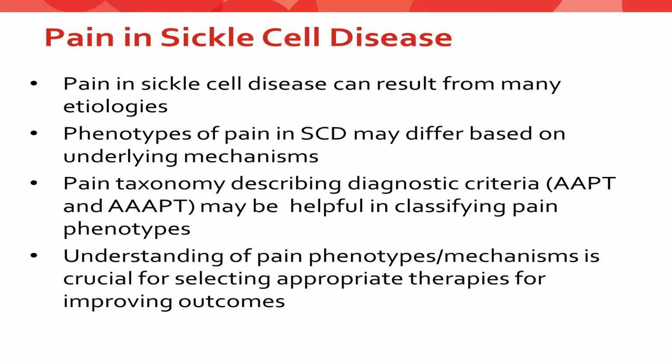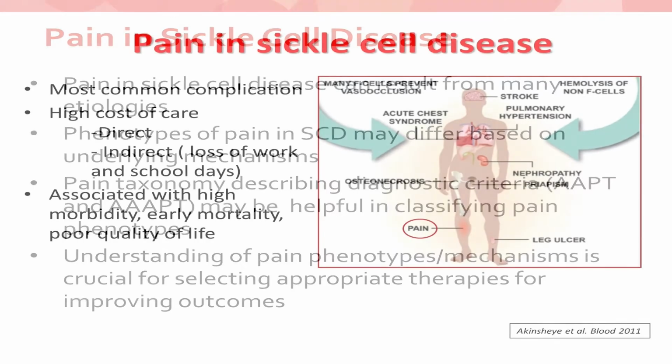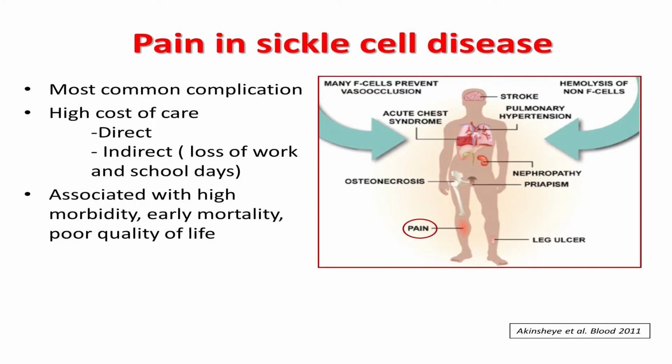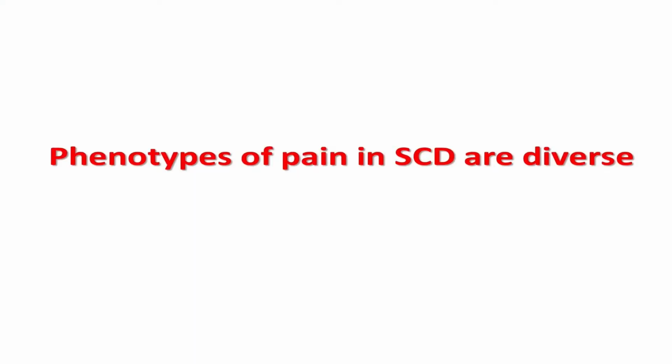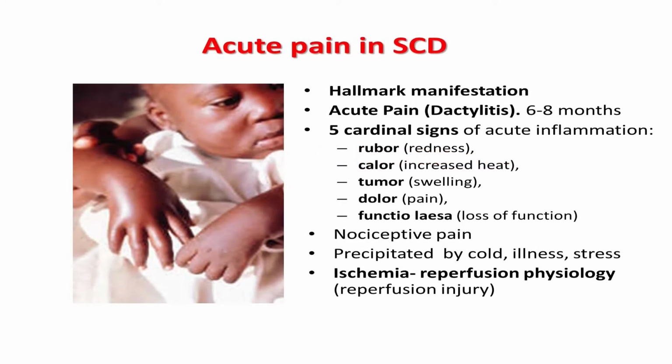So their phenotype of pain is, they are diverse in sickle cell disease, and we are very familiar with the acute phenotype of pain. So when the patients are young, starting at 6 months of age, they start to have pain, which is the classic nociceptive kind of pain. And what it means is they have all the signs of inflammation. So the area looks red, this tender, it's painful, and it's precipitated by certain factors.